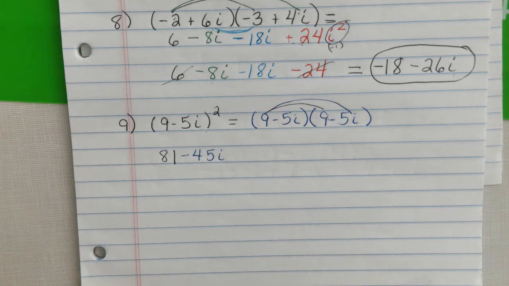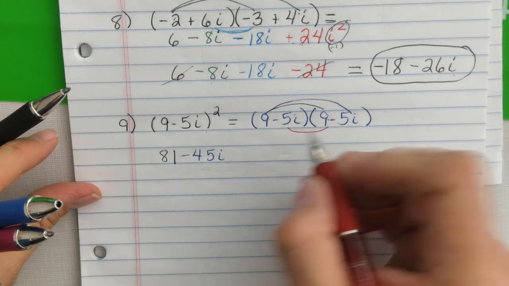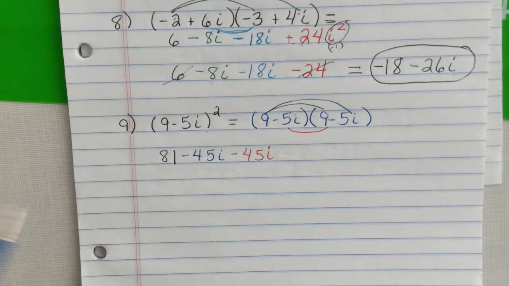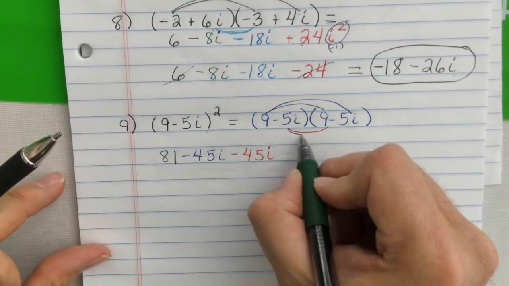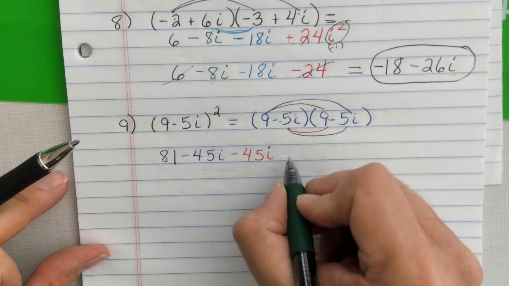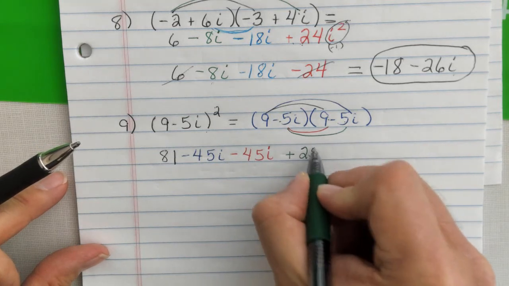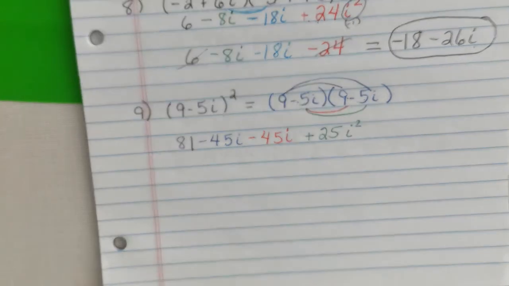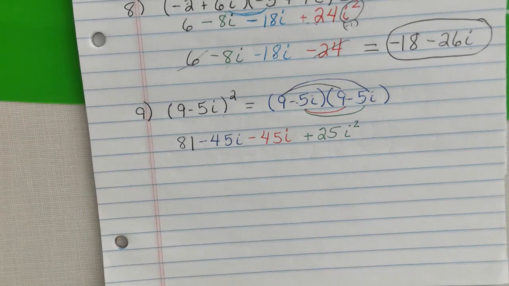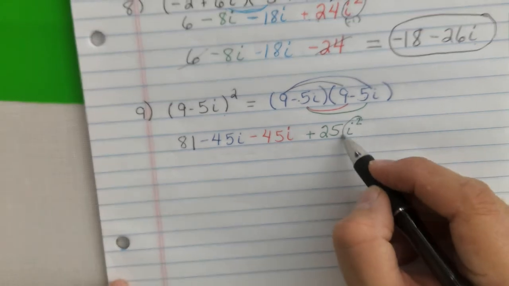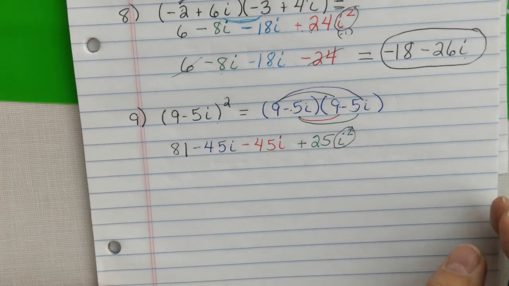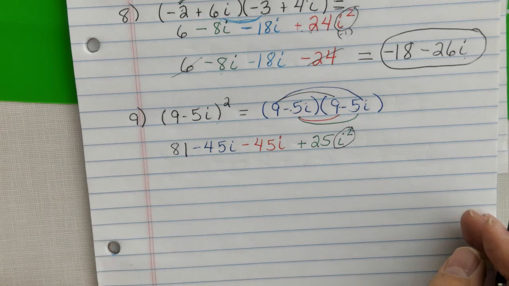Okay. Are we ready for inner? Is that going to be another minus 45i? And first, outer, inner, and the last is going to be a positive 25 I squared. But wait a minute. What am I going to have to do with that I squared? It's going to be a negative 1. Are y'all caught up? Any questions?